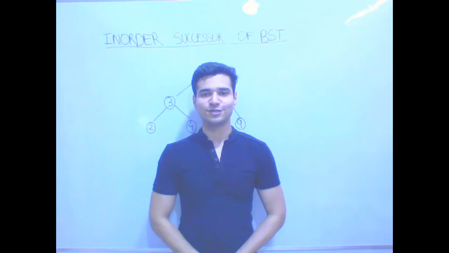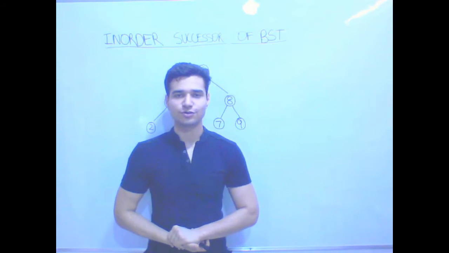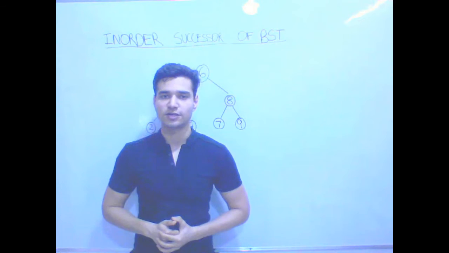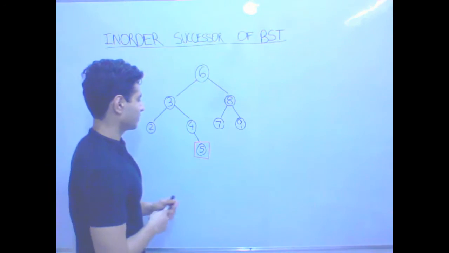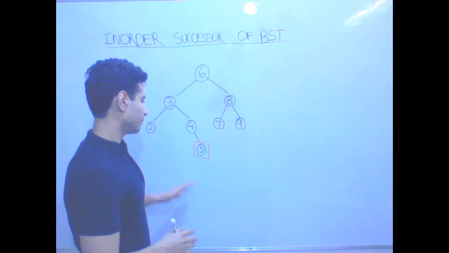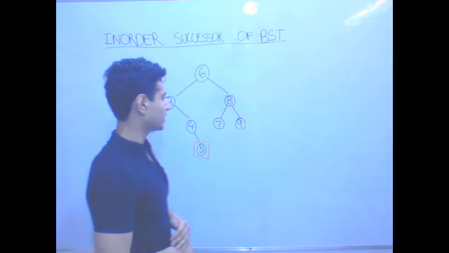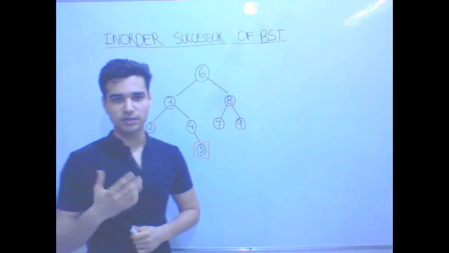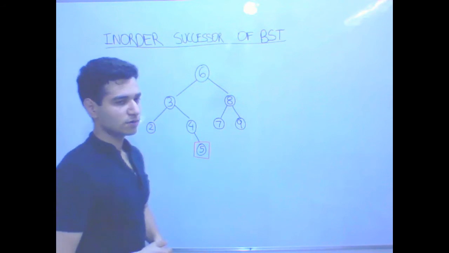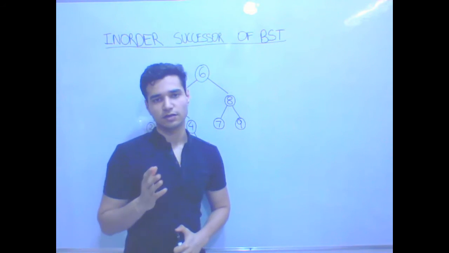My name is Ankur Haridosh and today we are doing a question on how to find the in order successor of a binary search tree. Here we are given a binary search tree and we have a target node called 5. We have to find out what is the in order successor of this node, which is 6. In order is just left, root, right.